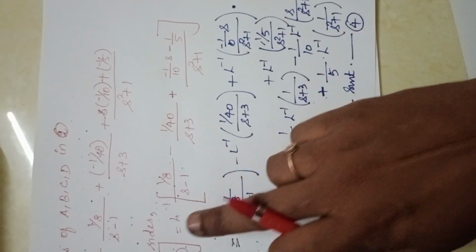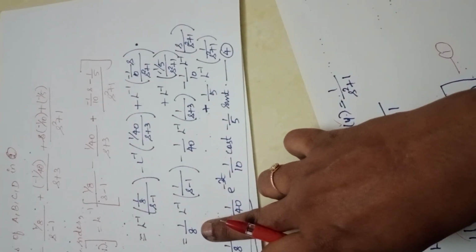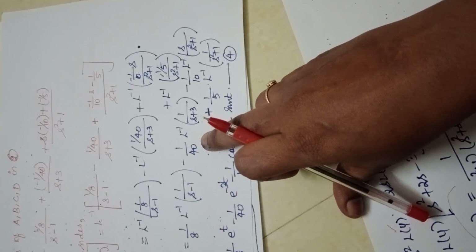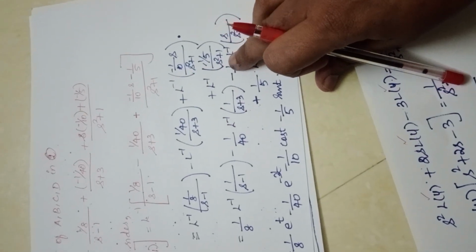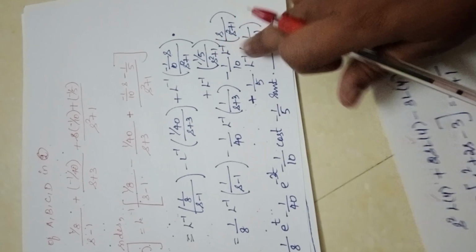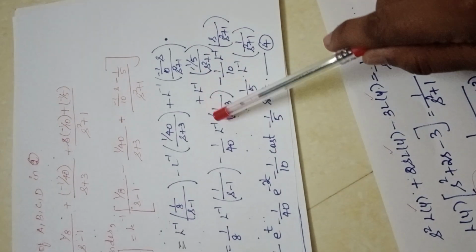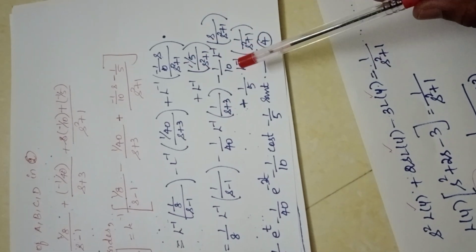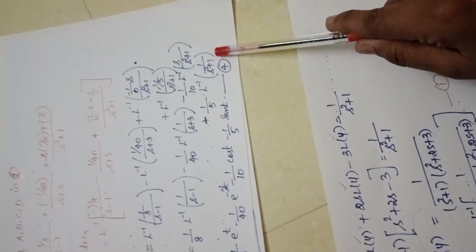Because L inverse separates plus and minus, L inverse removes the constant outside. This will have the next step as 1 by 8 L inverse of 1 by s minus 1, minus 1 by 40 L inverse of 1 by s plus 3, minus 1 by 10 is a constant outside, so L inverse of s by s square plus 1, plus minus 1 by 5 is a constant, bring it outside, L inverse of 1 by s square plus 1. That's all. No more simplification is possible.